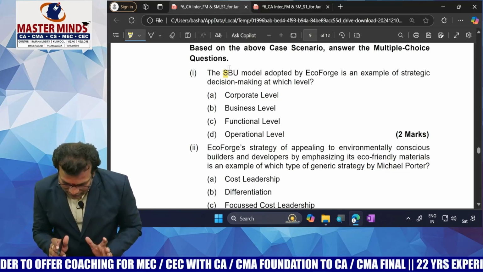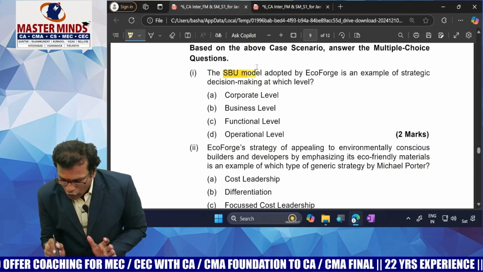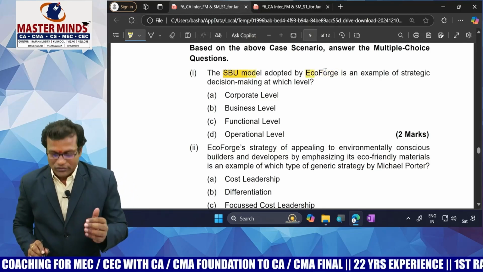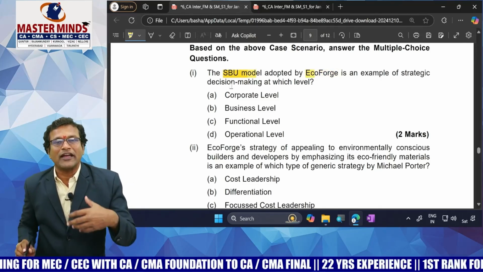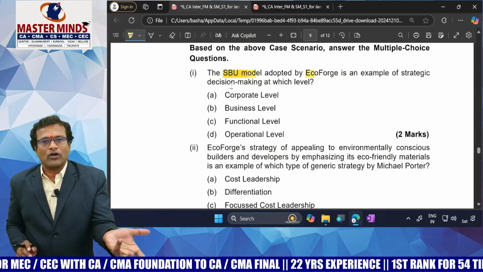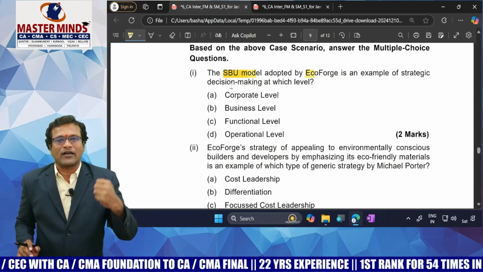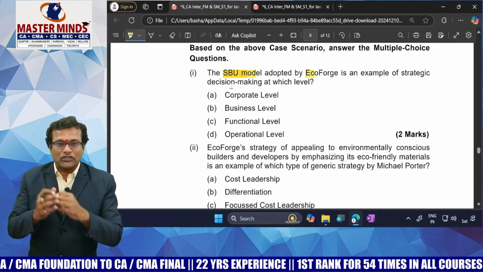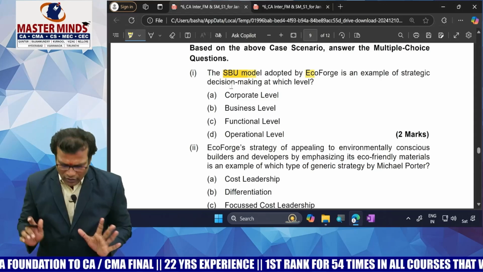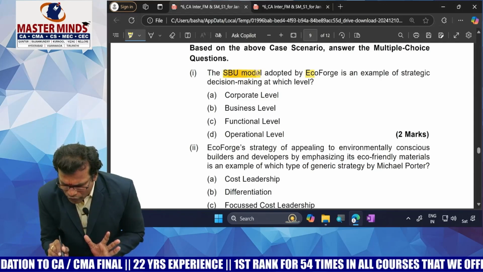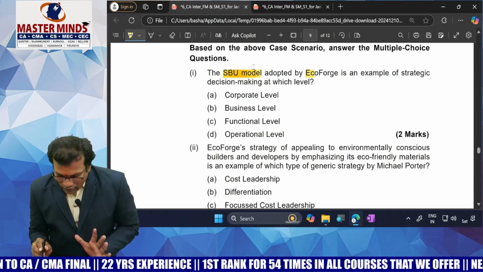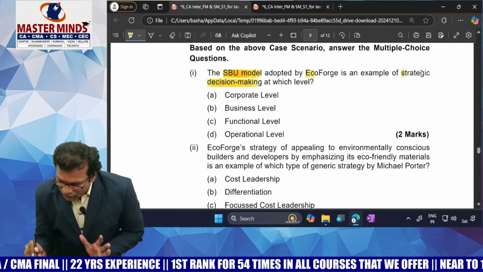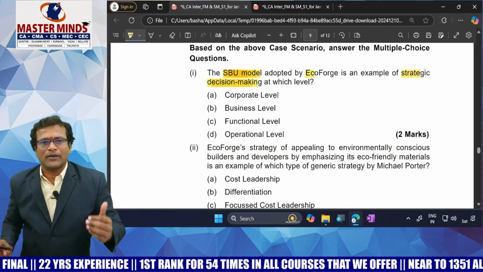Now look at the first MCQ. The SBU model adopted by that company EcoForge is an example of decision making at which level? Usually the SBU model belongs to which level? Corporate level. Under SBU there will be a lot of divisions or businesses which are related businesses. Is that clear? So finally he is talking about the SBU model. At which level will strategic decision making be made? Strategic decisions will be made at corporate level.